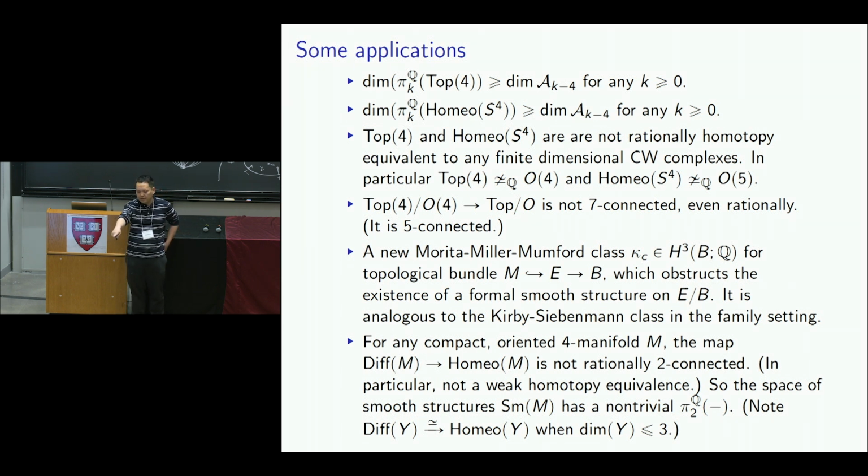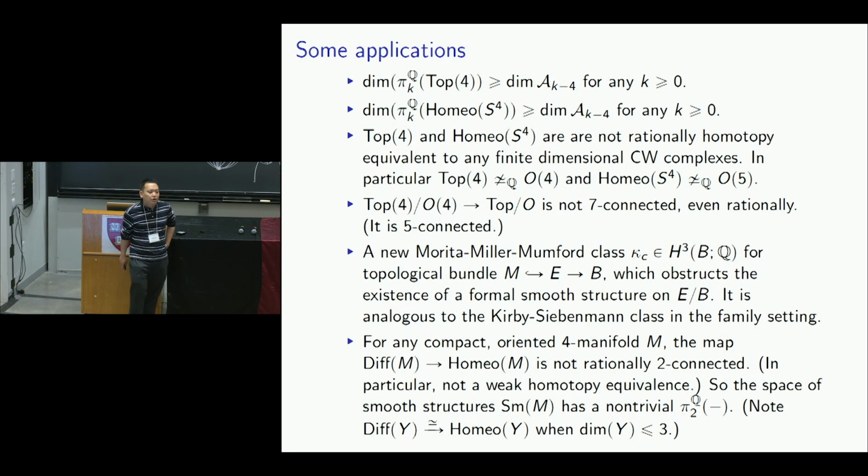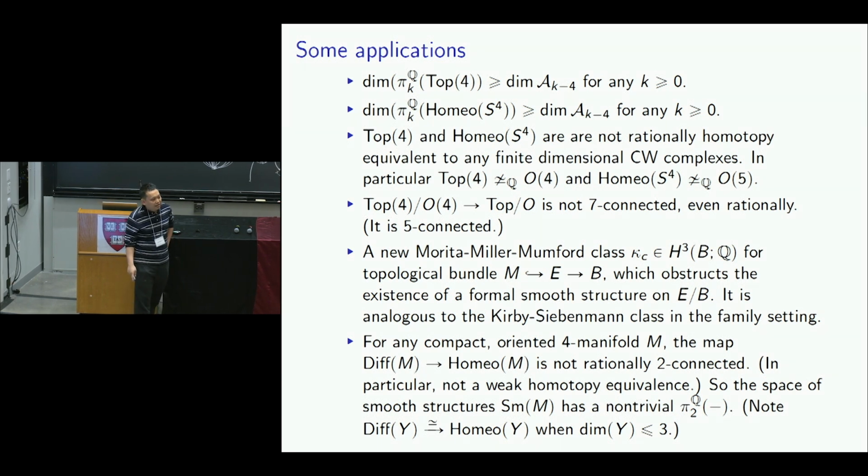Another result is that, as I mentioned, we want to compare the diffeomorphism group and the homeomorphism group. There is this natural forgetful map. It turns out that, using this result, we can prove that this map for any 4-manifold is not rationally 2-connected. In particular, it is not a weak homotopy equivalence for any 4-manifold. So the space of smooth structures has a non-trivial second homotopy group. In other words, there are non-trivial holes in the space of smooth structures on any 4-manifold.